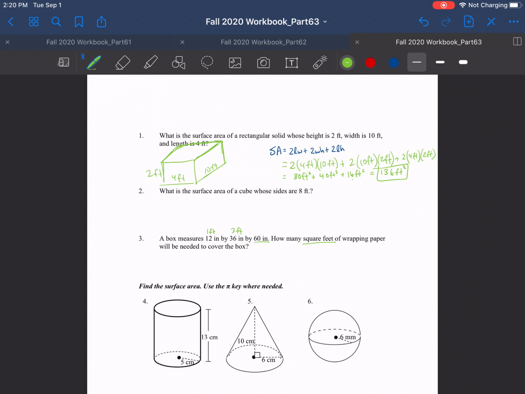All right, here we're going to go ahead and work out the problems for surface area just so you have them to look at. I already did the first one for you, but let's go ahead and try the rest of these. First off, what is the surface area of a cube whose sides are 8 feet?